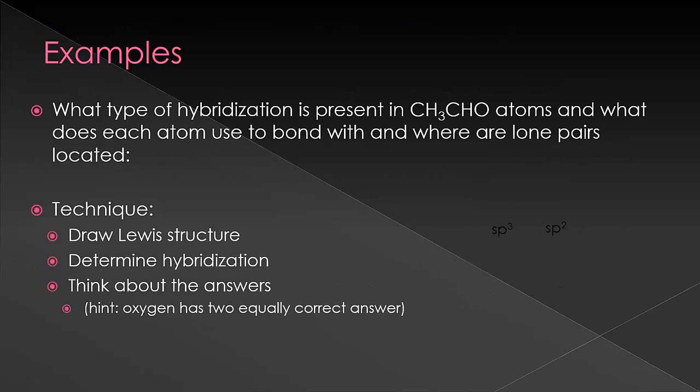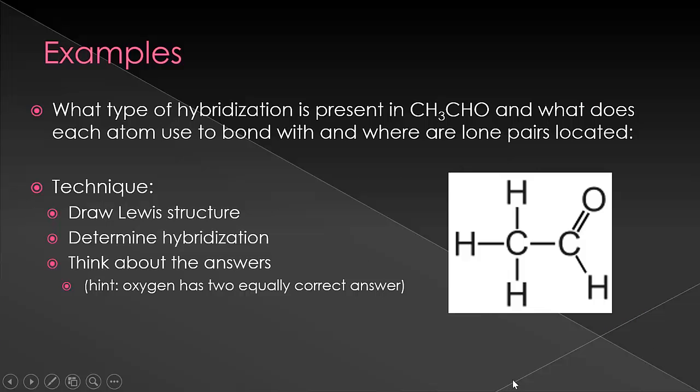Okay, so now we need to decide what kind of hybridization is present on each atom. So first of all, we have this carbon that's bonded to each hydrogen along with another carbon. So it has 4 sigma bonds. Because of that, we're going to need 4 hybrid orbitals. And if we need 4 hybrid orbitals, we're going to need to start out with 4 unhybridized orbitals. So that means that we're going to need an s and all 3 p's. So that would be sp3.